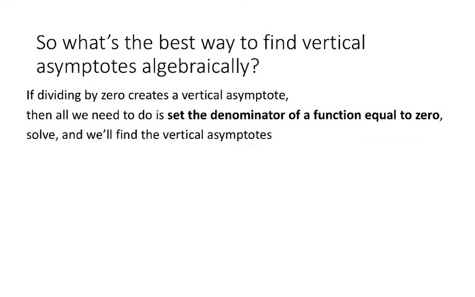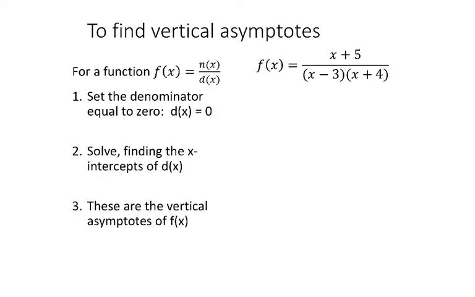We're learning this stuff at a higher level than we probably have before. So the best way to find vertical asymptotes algebraically is we just set the denominator of a function equal to 0 and solve. That's it. So let's do an example. We've got a function that has a numerator function and a denominator function. Here's our numerator function. Here's our denominator function. My first step is I'm just going to set the denominator equal to 0.